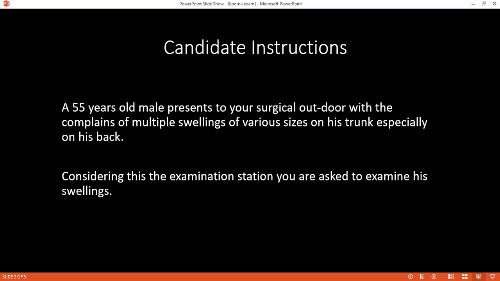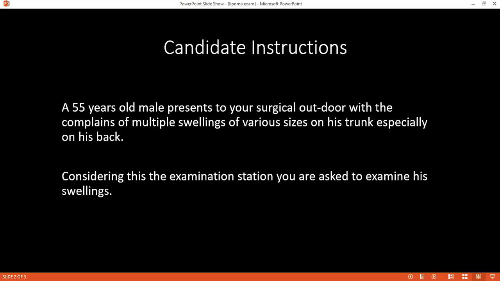Considering this, what are your provisional and differential diagnoses, please? Considering this, my provisional diagnosis is multiple lipomas. My differential diagnosis would be maybe a sebaceous cyst, a fibroma, or hematoma, or even, at the end, maybe an abscess.